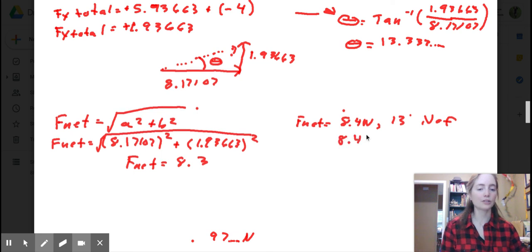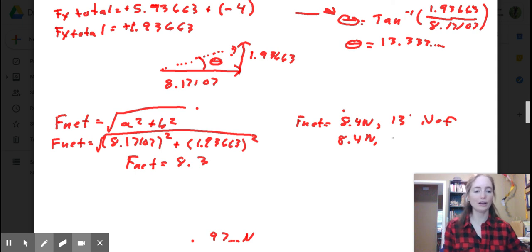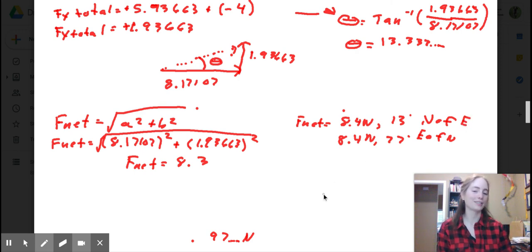The other correct answer you can have is going to be 8.4 newtons, but when you take your calculator and you go 90 minus the 13.333, you're going to wind up with 76.66666. So that means we're going to have an angle that's going to be acceptable of 77. But remember, the reference would be different, so it would be east of north. There you go. Instead of north of east. So those are your two correct answers, ladies and gentlemen.